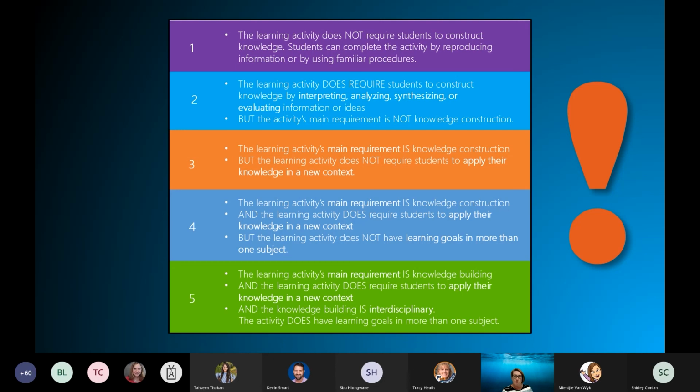And does it also require application in a new context? And then finally, if you're looking for the gold standard in knowledge construction, does it meet all of that? And does it then have learning goals in more than one subject? And that pretty much is that in a nutshell.